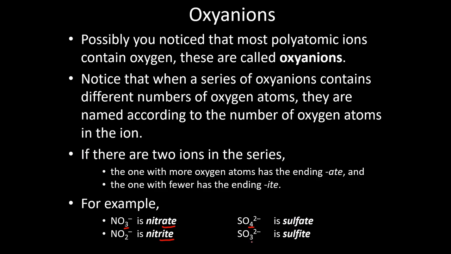So because the sulfite has fewer, it gets the ite ending here, and the sulfate has the ate ending because we have 4 and 3. So the number is not important. What's important is the relative number of oxygens. So the one that has more oxygens ends in ate, fewer oxygens ends in ite.